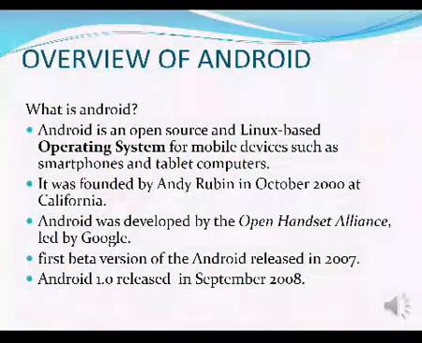The first beta versions of the Android software development kit was released by Google in 2007, whereas the first commercial version, Android 1.0, was released in September 2008.